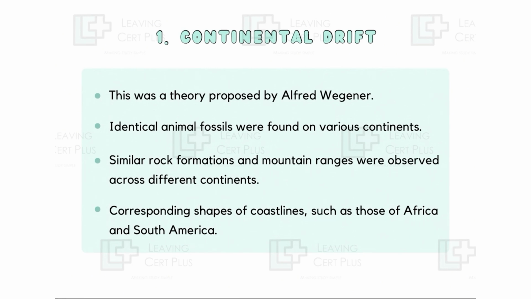Also, according to Wegener, he felt that identical animal fossils were found on various continents, and for him, he put together the concept that these continents once upon a time were connected. He also found similar rock formations and mountain ranges across different continents. So mountains, for example, in Northern Europe matched some of the rock formations in North America. So he believed that they were formed at the same time. Also, corresponding shapes of coastlines. If you have a look at a map and look at Africa and South America, it looks like two pieces of a jigsaw that once upon a time would connect.